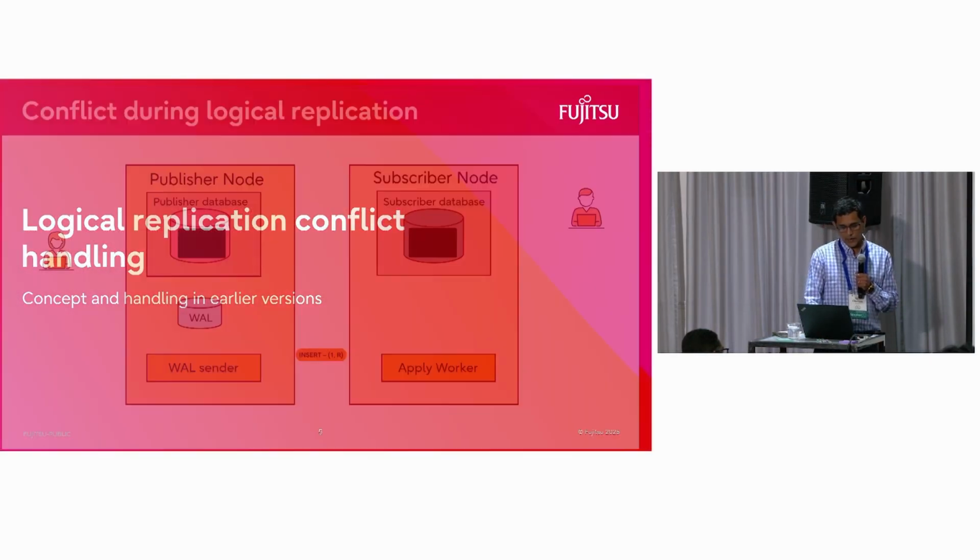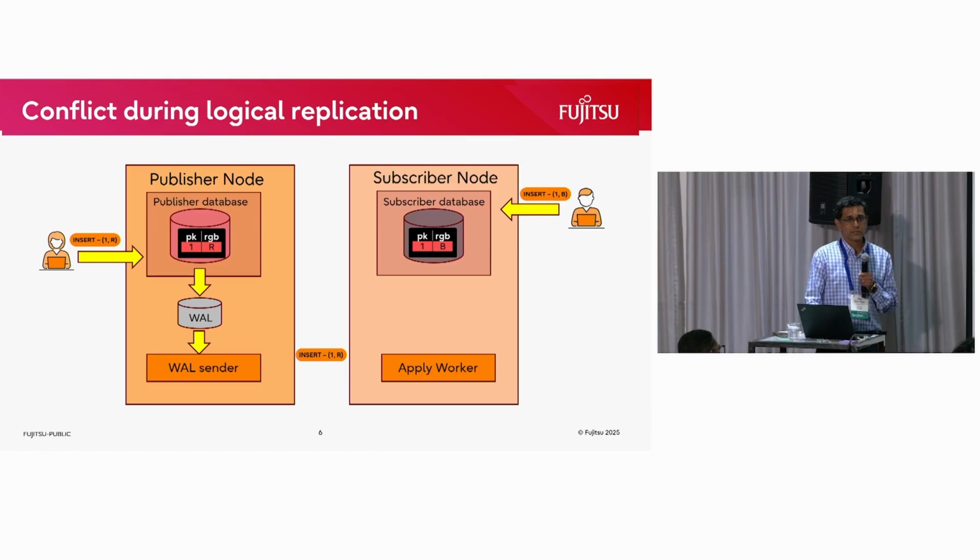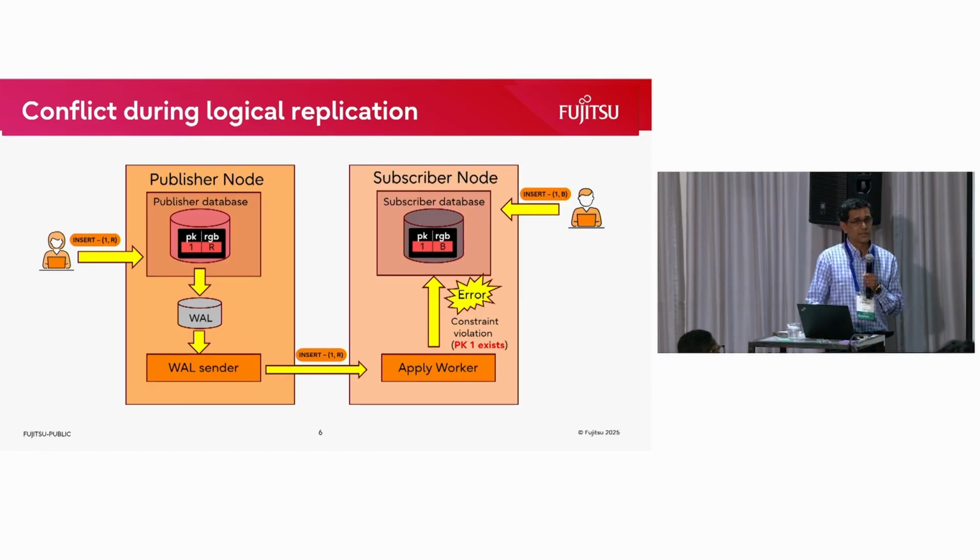I just want to give an example of what a conflict is. You have two nodes, a publisher node and a subscriber node. You have a user writing data into a table on the publisher node, which has a primary key and another column that gets published to all. And before it gets replicated to the other node, suppose on the other node, a user writes a row on the same table with the same primary key. So what would happen when the replication happens? You have an error, and that's because there's a constraint violation. So that's a classical example of what could be a conflict, right?